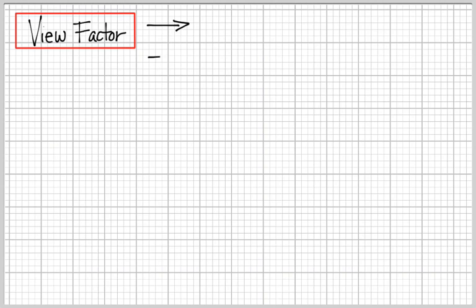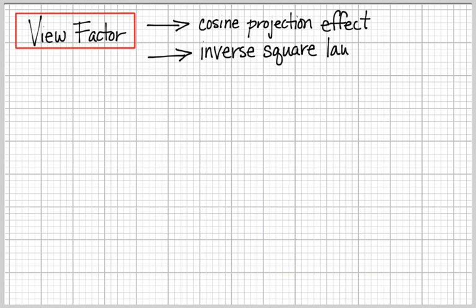Now, the view factor itself, if we break it down, is a combination of what we would call the cosine projection effect and the inverse square law. So the inverse square law we're becoming more and more familiar with. That's how light spreads out with distance to the square. And we have a decrease in intensity from the source to the receiving end because light is being spread out in all directions. The cosine projection effect is a new term to us. We should do some reading on that in the textbook to help follow along with this.